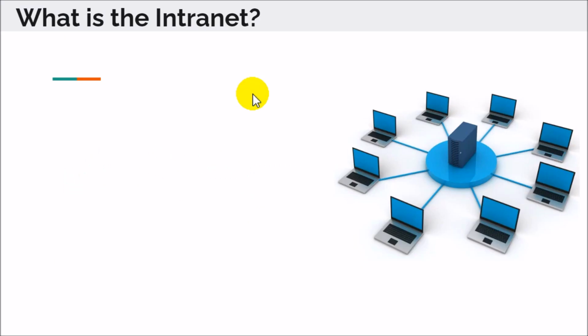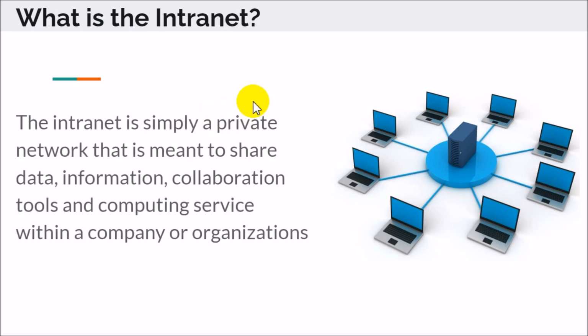Now, what is intranet? Intranet is simply a private network that is meant to share data, information, collaboration tools, and computing services within a company or organization. Okay, so this is like the way we have the internet that is meant for public use. A business or organization can have their own interconnected computers that can share files and communicate together. That is actually what intranet is all about.